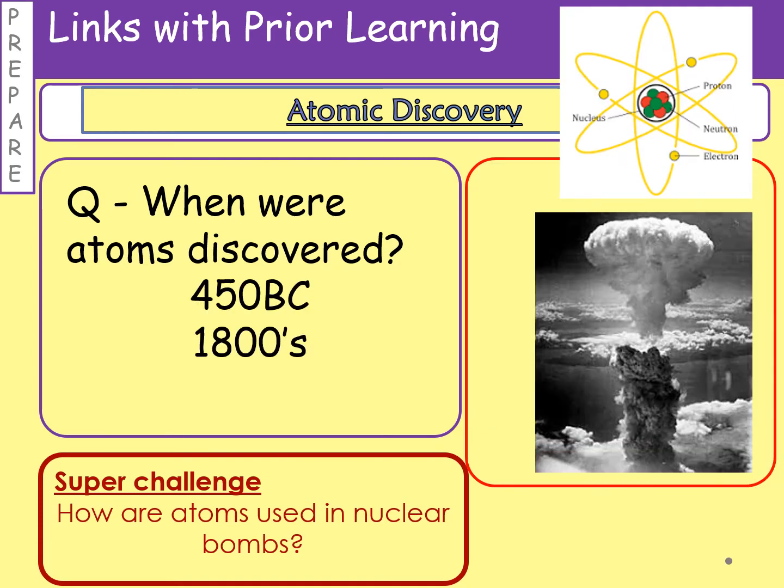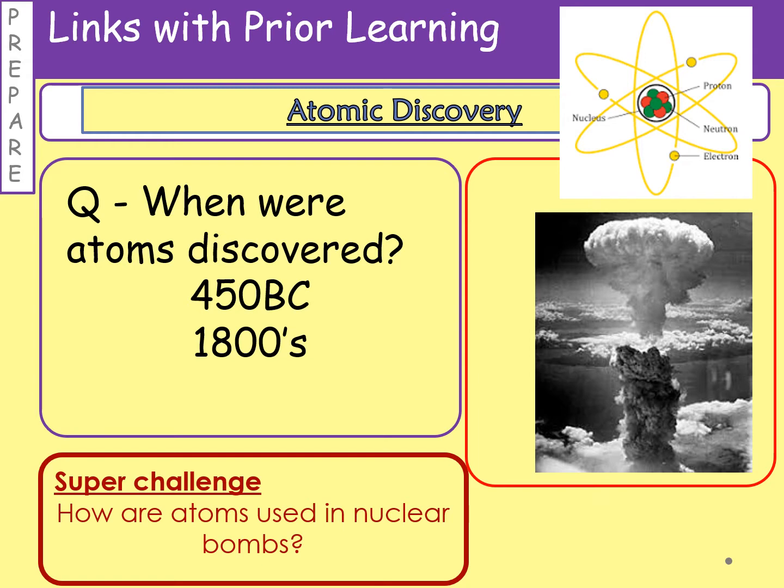Okay, how did you do? When were atoms discovered? I've got two dates up on the screen, 450 BC, which is a very long time ago, and the 1800s, which is still quite a long time ago. Big differences between those two numbers. So when were atoms discovered? The most correct answer would be around the 1800s. That's when we first actually discovered atoms and parts of atoms, like their subatomic particles.